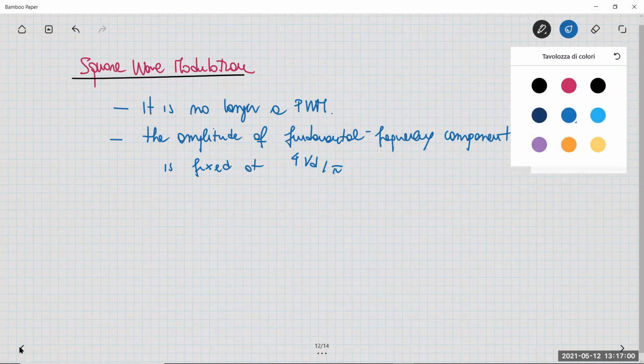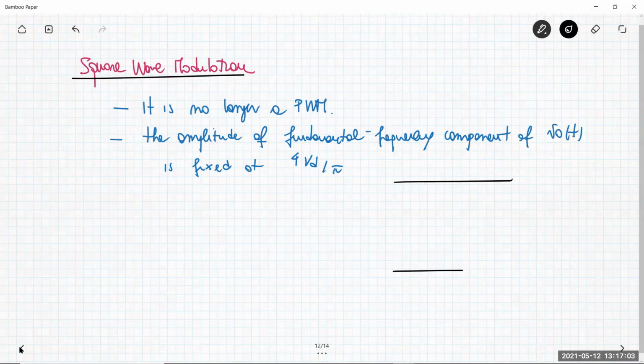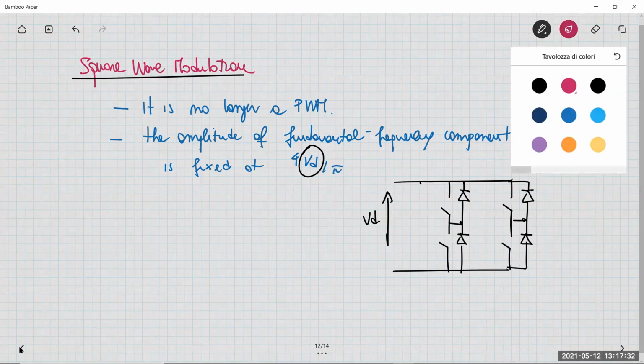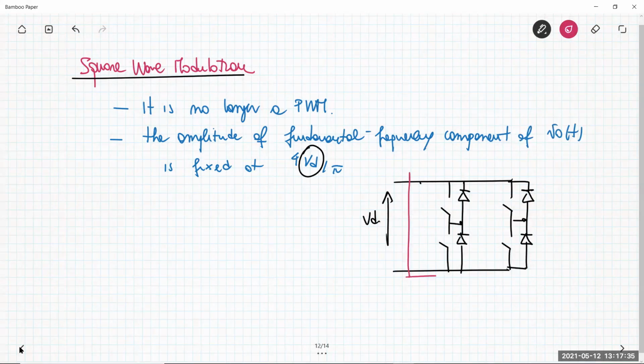What happens is that I have to add something at the DC input of my square wave inverter. If I have here the square wave inverter, this is the voltage VD. As you can see, the amplitude of the square wave depends on VD. So I have to put here a block, which basically is a DC to DC converter.